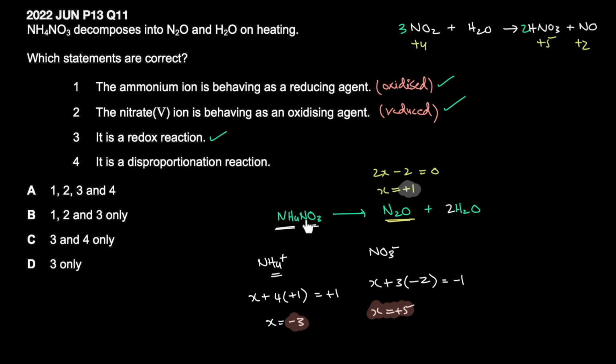This is not a disproportionation reaction because you have the ammonium and the nitrate ions where the nitrogens have different oxidation numbers. So one of them is the reducing agent, that would be the ammonium ion, and one of them is the oxidizing agent, that would be the nitrate 5 ion. So the answer over here is B.